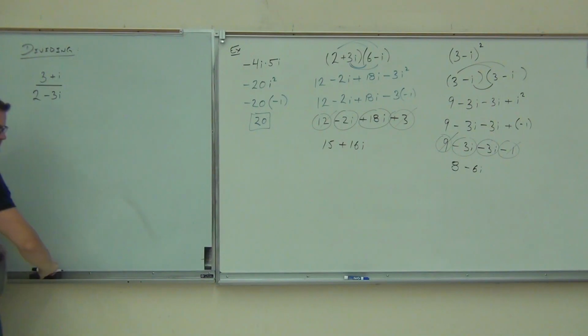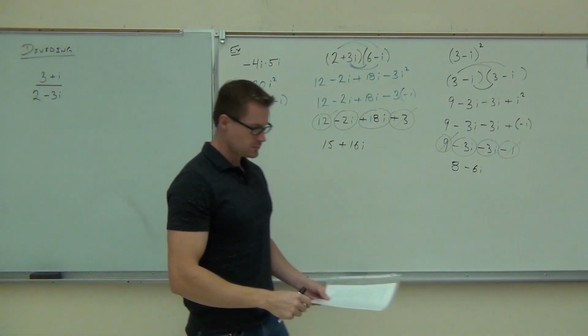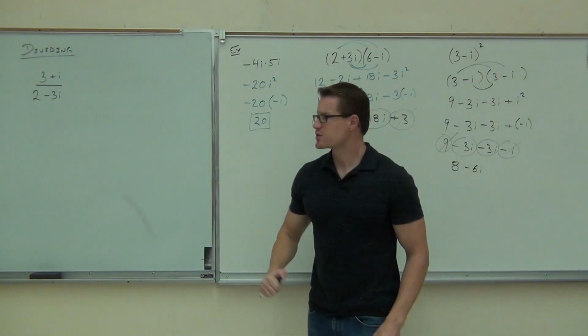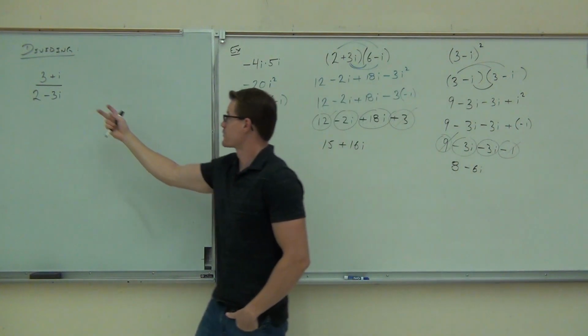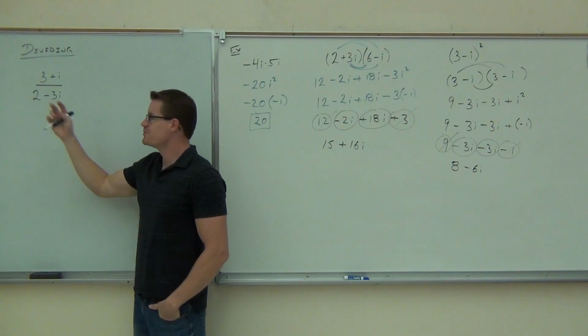Eliminating the denominator like we did last time. So we do have some division up here. We've got two complex numbers. First one, of course, is 3 plus i. Second one, 2 minus 3i.